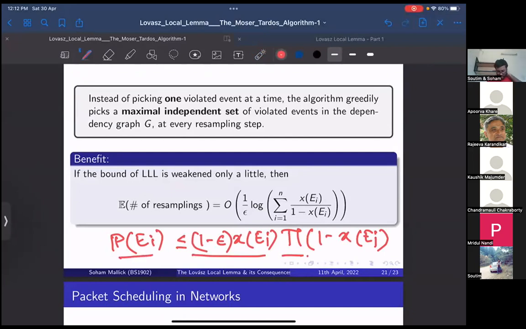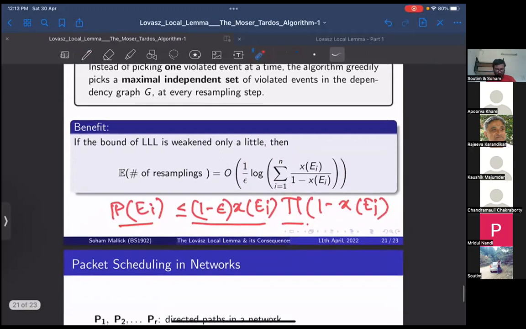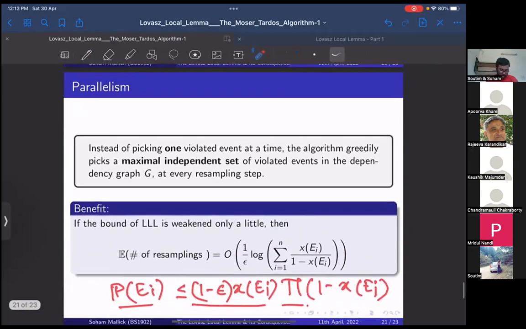Considering this, if we have this, then we can actually show that using parallelism, we can have a logarithmic bound for the expected number of resamplings. This is a logarithmic bound. So instead of the summation of this, we have the log of the summation of this. So this is what can be shown. And this is where we come to the end of the Moser-Tardos algorithm.